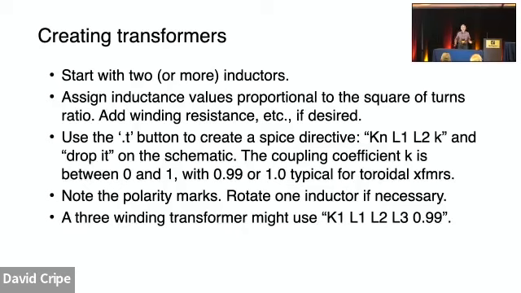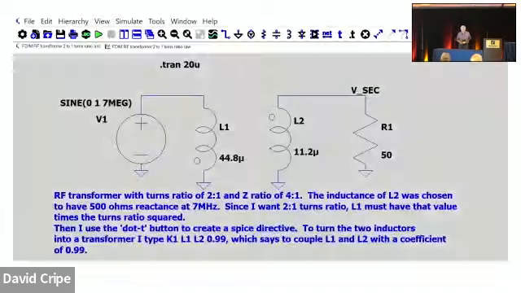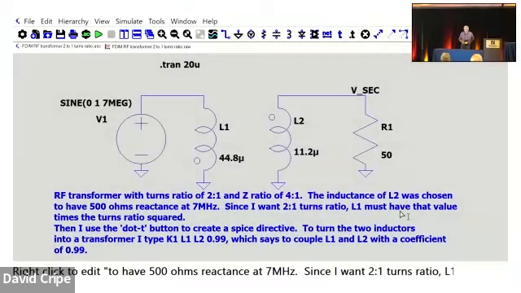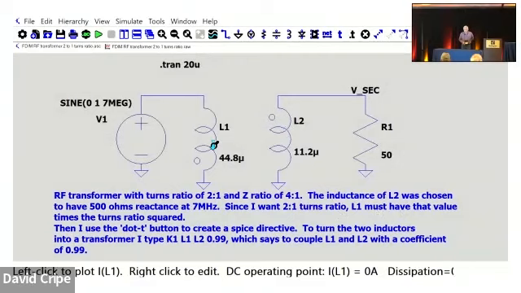According to your design, if polarity is not important, don't worry about it. If it is and it's wrong, use the move command, grab one of those inductors, use the Control R command to rotate it, and then put it back in with the polarity dot going the right way. At the bottom here, I say a 3-winding transformer might be K1, L1, L2, L3, 0.99. For instance, you have a center tap on one side. You create that with a 3-winding transformer. So here's a transformer. I've got 7 megahertz, 1 volt peak on the primary.